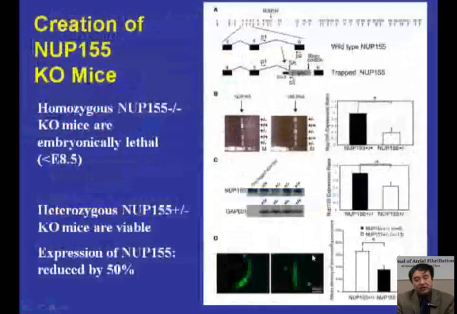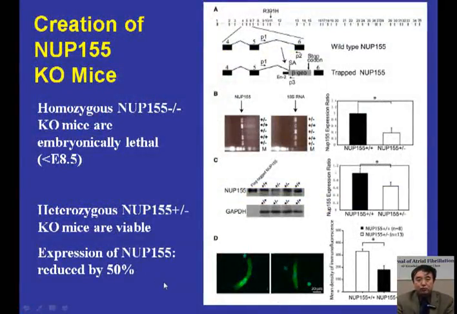Then we created knockout mice for loop155 to further explore the molecular mechanisms for atrial fibrillation. Unfortunately, homozygous mice died during embryogenesis. However, heterozygous knockout mice are viable, so we carried out studies in heterozygous mice. This slide just shows that expression for loop155 in heterozygous knockout mice is reduced by 50%.